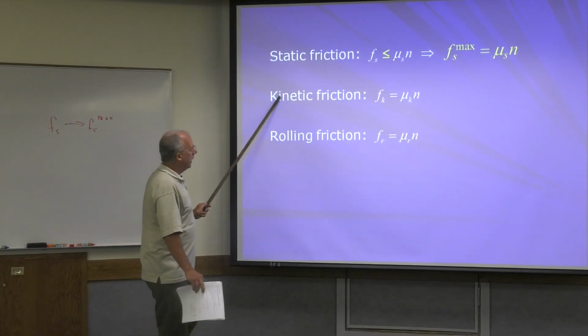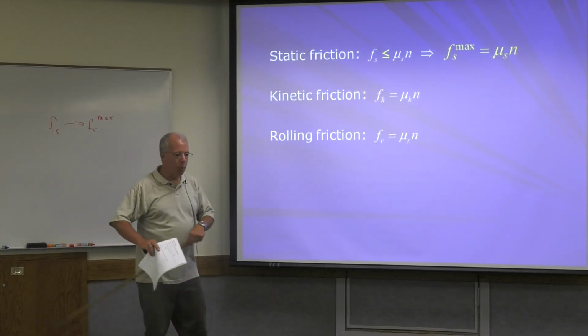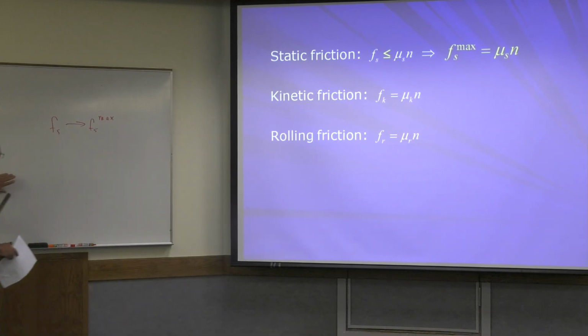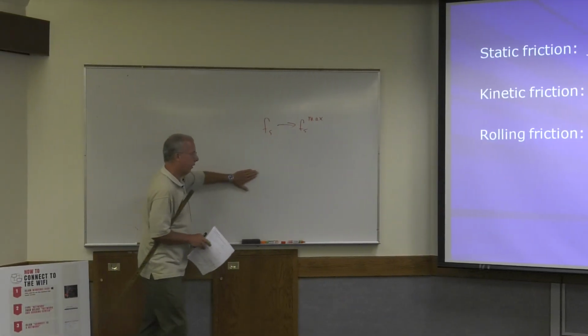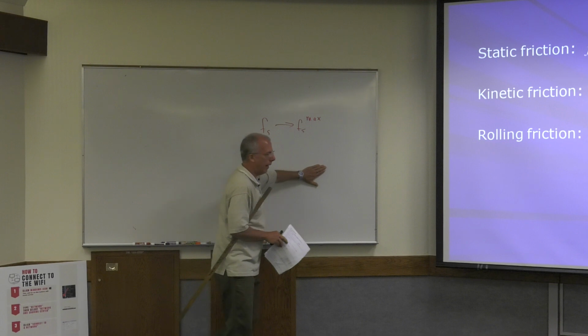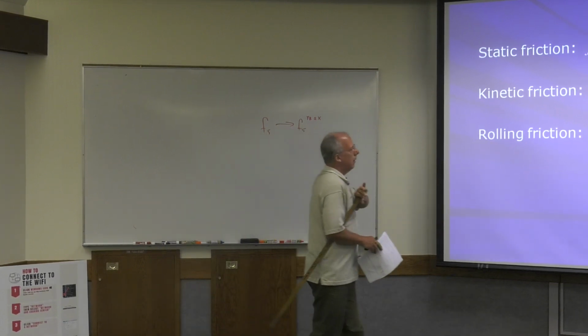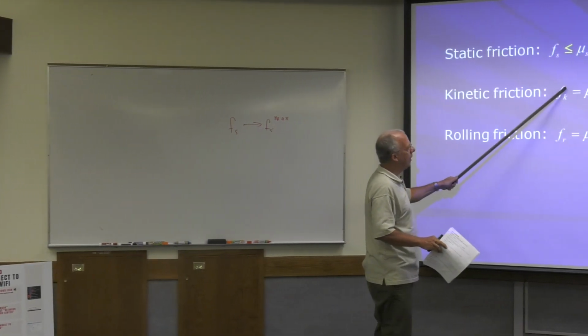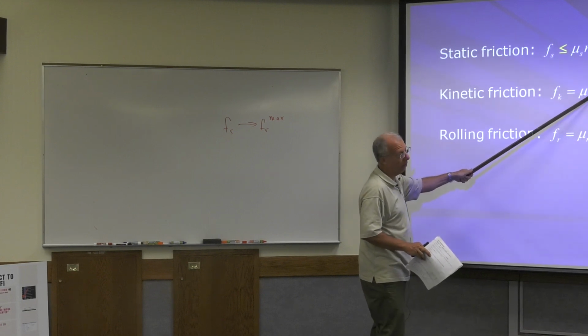Okay, there's also something called kinetic friction. That's if something is moving, like this. Right? There's a kinetic frictional force between my hand and the whiteboard. So that's Fk, that equals mu k times the normal.